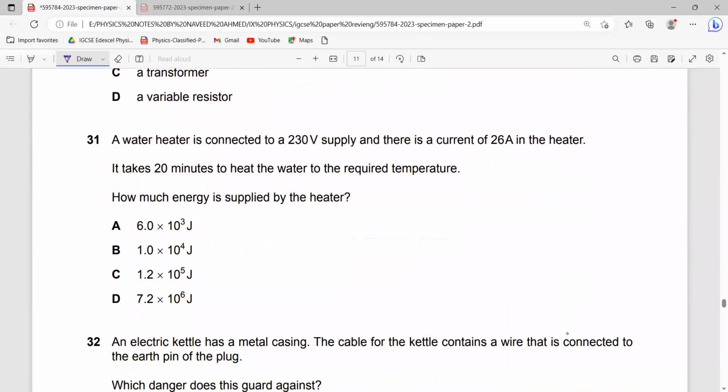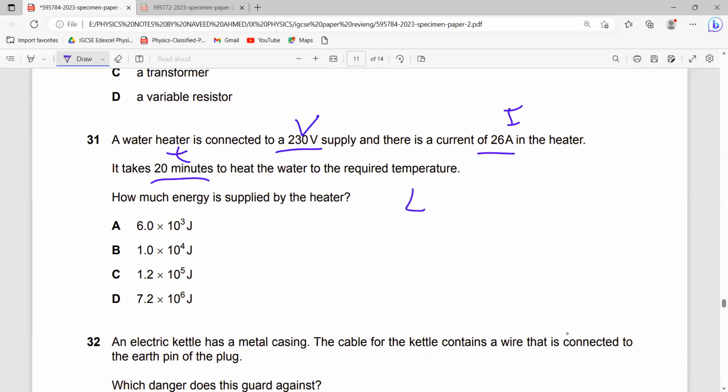In question number 31, a water heater is connected to 230 volts. This is the voltage. And there is a current I of 26 amperes in the heater. It takes a time of 20 minutes to heat the water to the required temperature. How much energy is supplied by the heater?